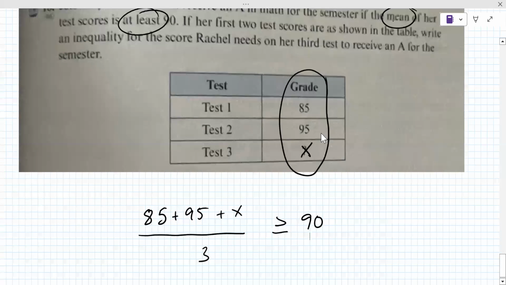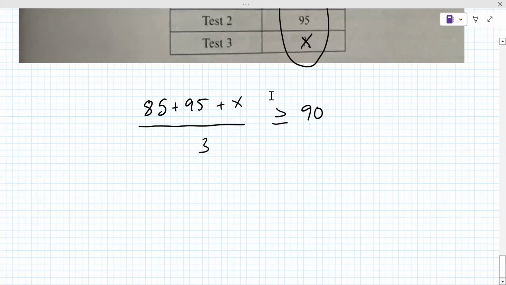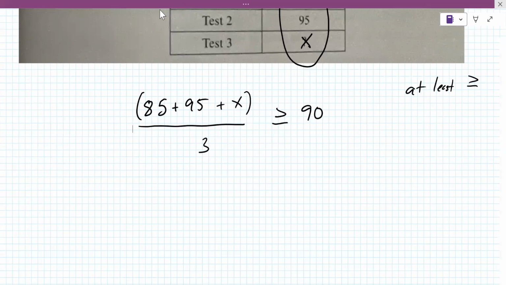All right, so this is like the start of it. You have to get x by itself. But you have to remember that at least is greater than or equal to. The numerator has implied parentheses. So in terms of solving for x, you want to undo this division by 3 first. How do you undo that?